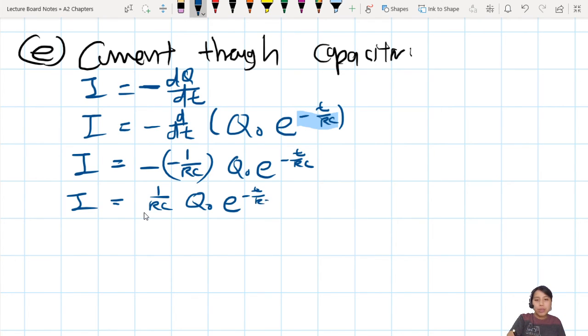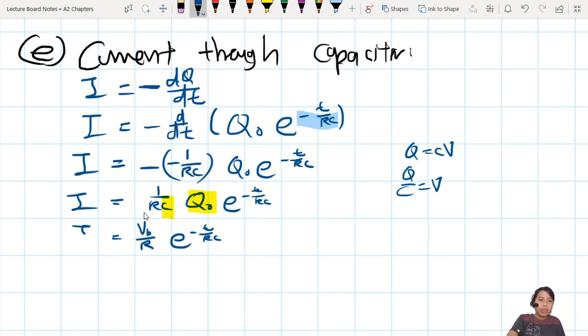There are ways to simplify based on this. Q over C, does it ring any bell? Oh, wait, Q equals CV. So Q over C equals V. But what V is this? This is the voltage of the battery, or the initial voltage of the capacitor. So this one will be V_B over R times e to the negative t over RC. It doesn't look very nice. Can simplify some more.